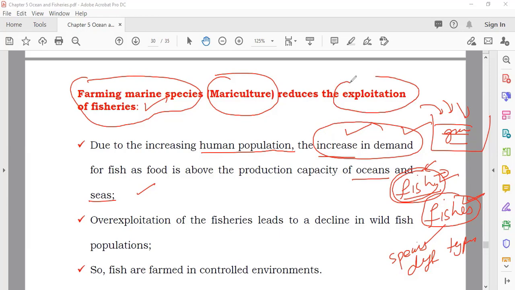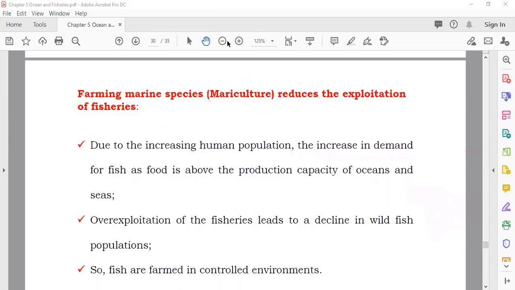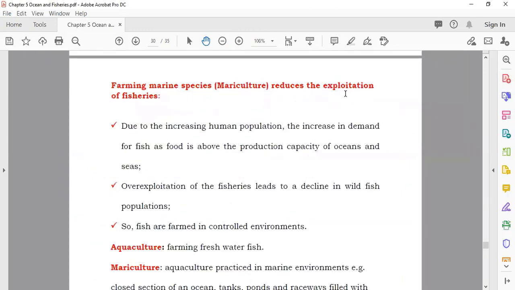Exploitation means that you will misuse, you are taking more fish from the sea but you are not replacing them. In some countries, maybe you saw that they are growing small fish and putting them again in the rivers. So then the fish can regrow and people can get fish according to their needs. So you can say farming marine species reduces the exploitation of the fisheries. If you start farming fish, the population of fish will not be reduced.